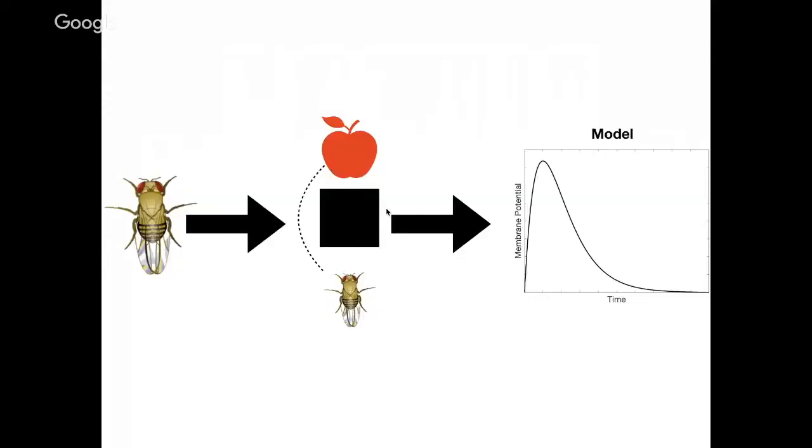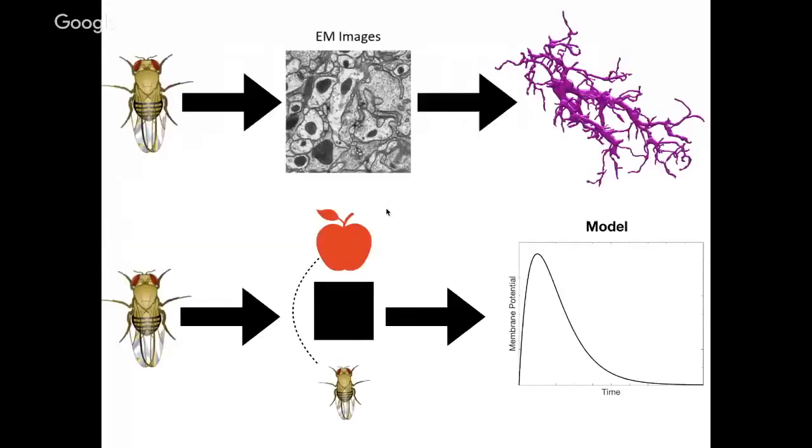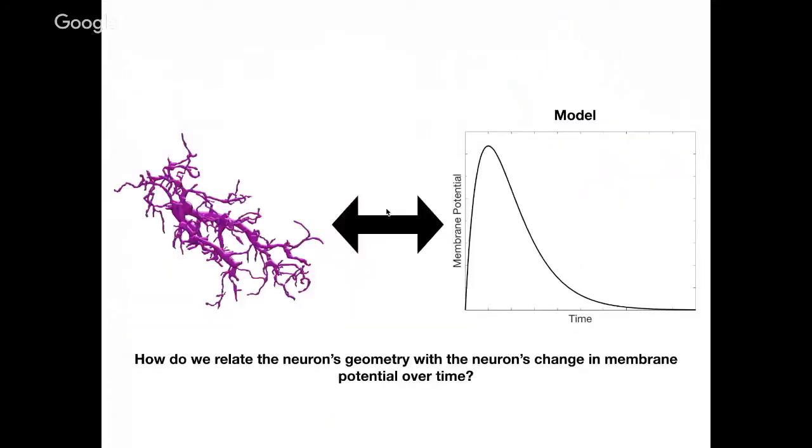So the question is, when we have these two different pipelines, which is great, and we have all this data and information, how do we relate the two now? We have the geometry of a neuron, and then we have the biophysics of a neuron. How do these two come together? This is the premise of my project over the summer at Janelia.